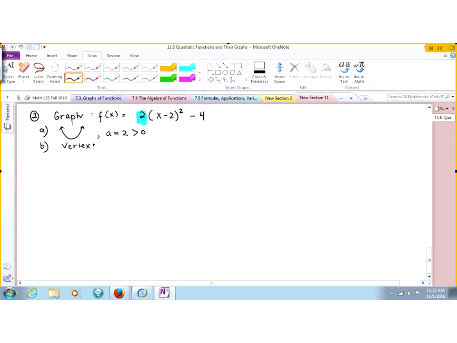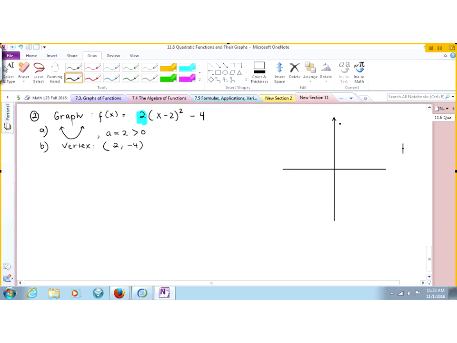Now, what about the vertex? What is my vertex? Come on, you know this. (2, negative 4). That's right. That's my vertex. Because do we shift right or do we shift left? Yeah, we shift right 2. That's why your vertex is moved 2 units to the right, 4 down. Right? Okay.